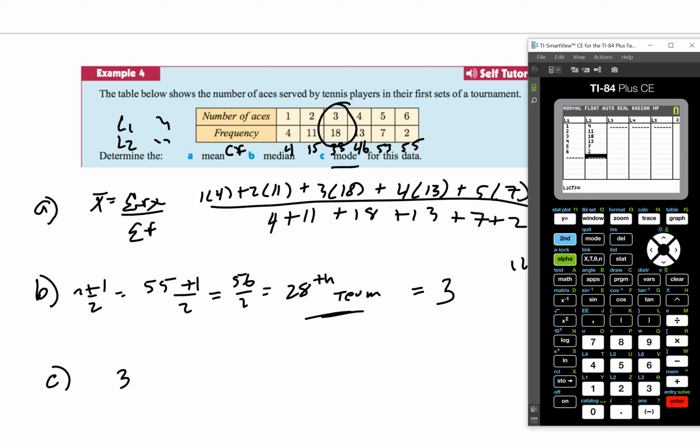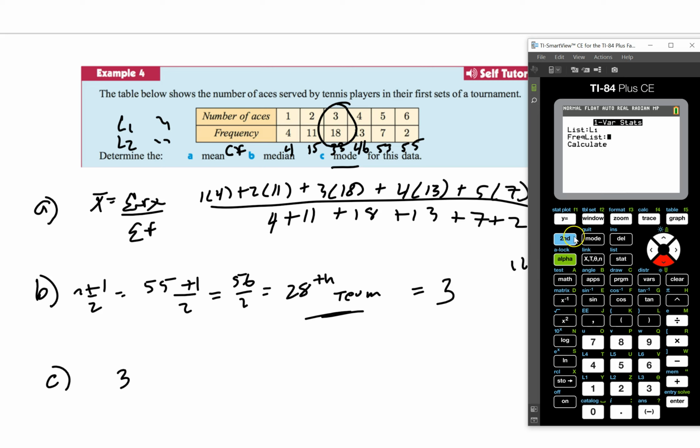Now we're going to do the same thing we did before. We're going to quit and go to stat. Then I'm going to go over to calculate. Even though there are 2 sets of data, we still use 1-variable stats. We only have 1 variable we're talking about here. My list is L1. My frequency, I actually have one of those now, so you have to make sure you put L2 there.